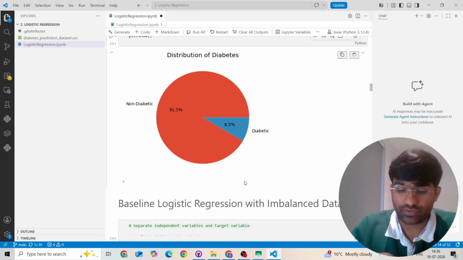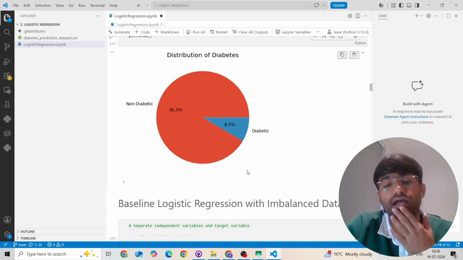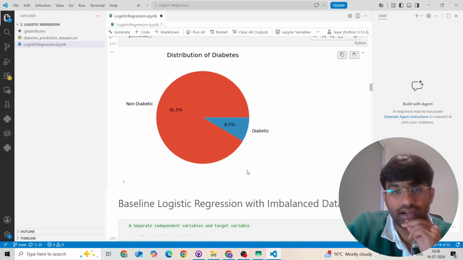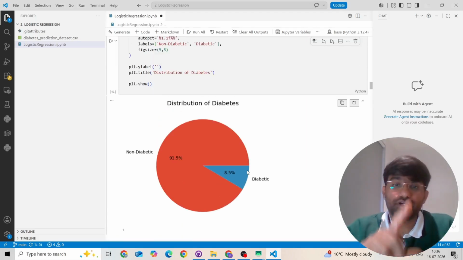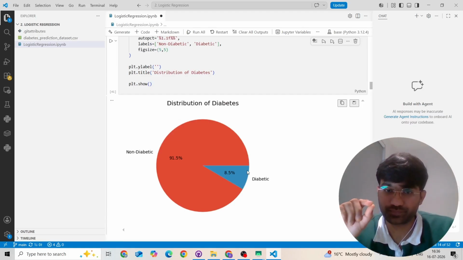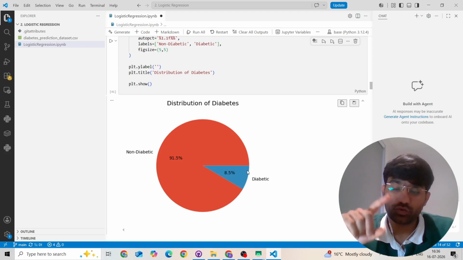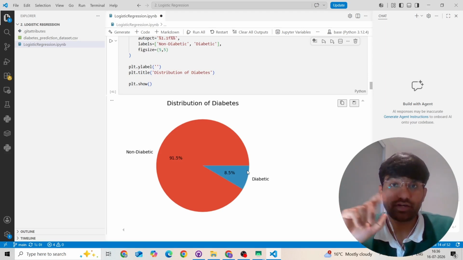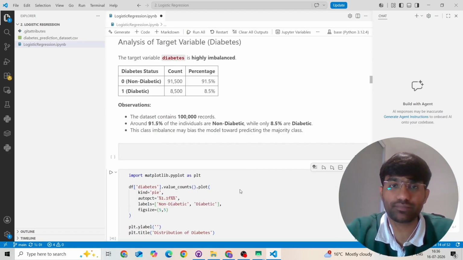I have to use SMOTE here to handle the imbalanced data set, but I will not do it here. Why? Because I will perform SMOTE on the imbalanced data set after splitting the data into train and test, because I don't want data leakage. That's why once you split the data, then you perform it.